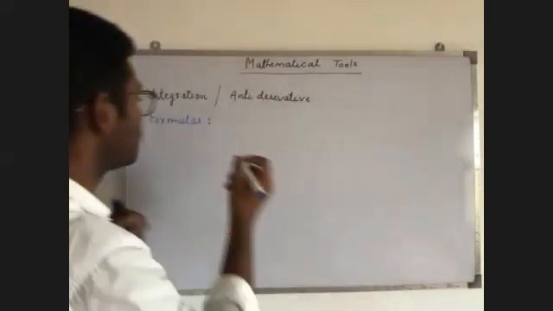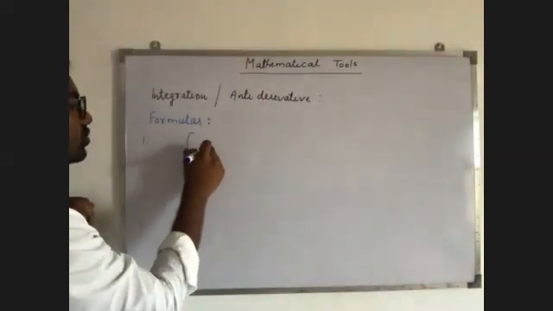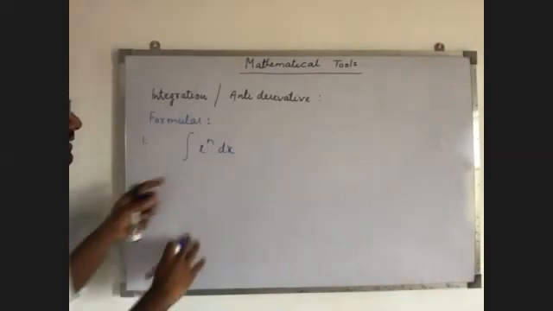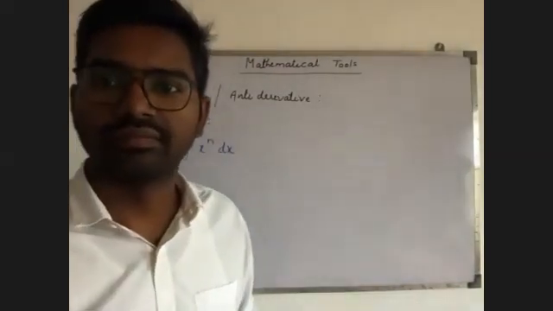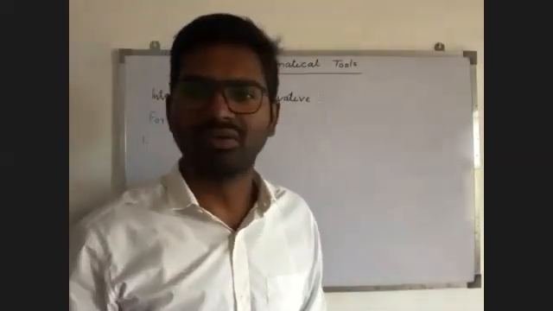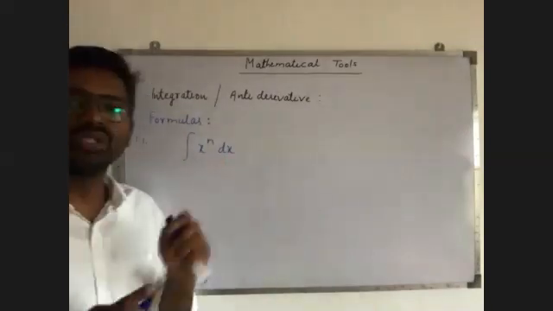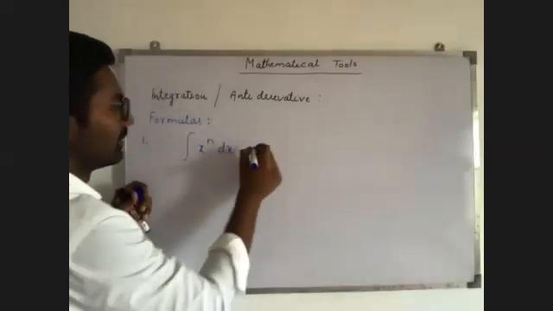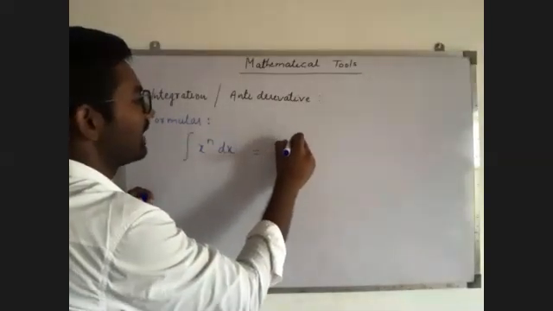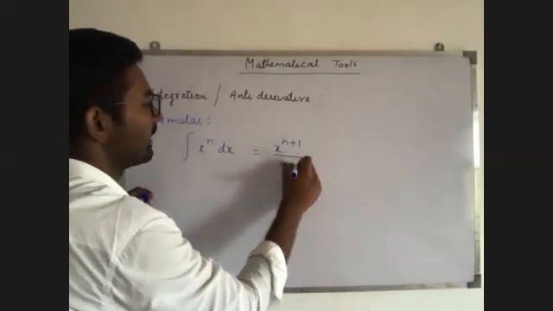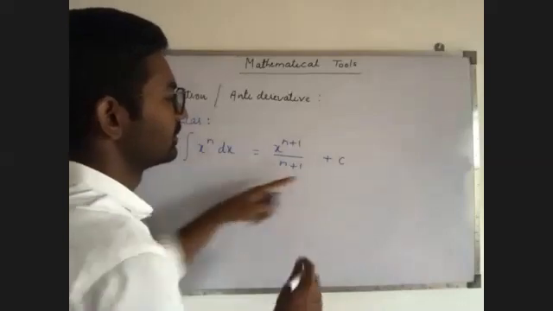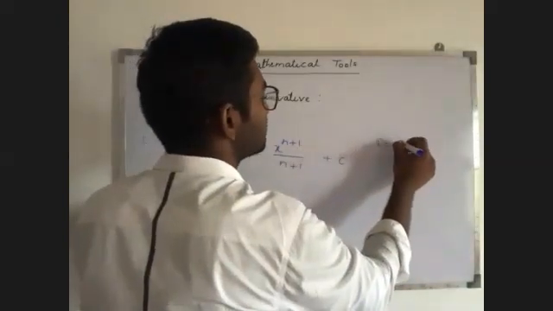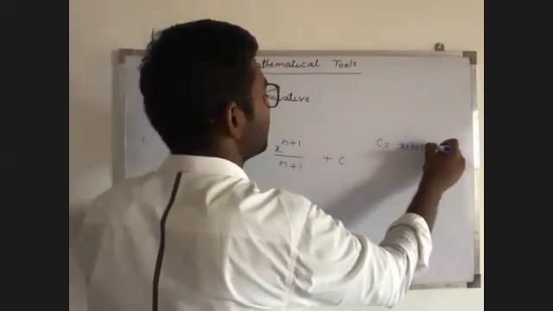First one, if I want to integrate x to the power n dx, means some function to the power n. Can we calculate the integration of 0? We can't calculate the integration of 0. 0 is a constant. 0 dx. Look here, x to the power n dx. If we want to calculate, then this is nothing but x to the power n plus 1 divided by n plus 1 plus c, where c is an arbitrary constant.